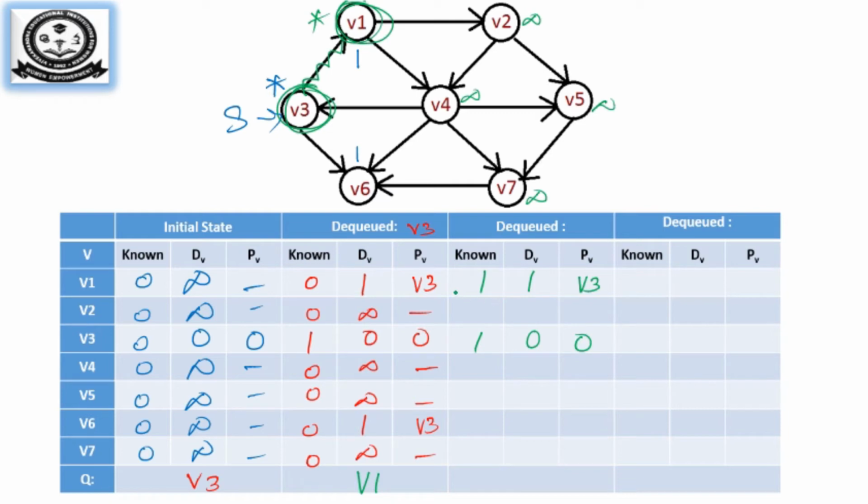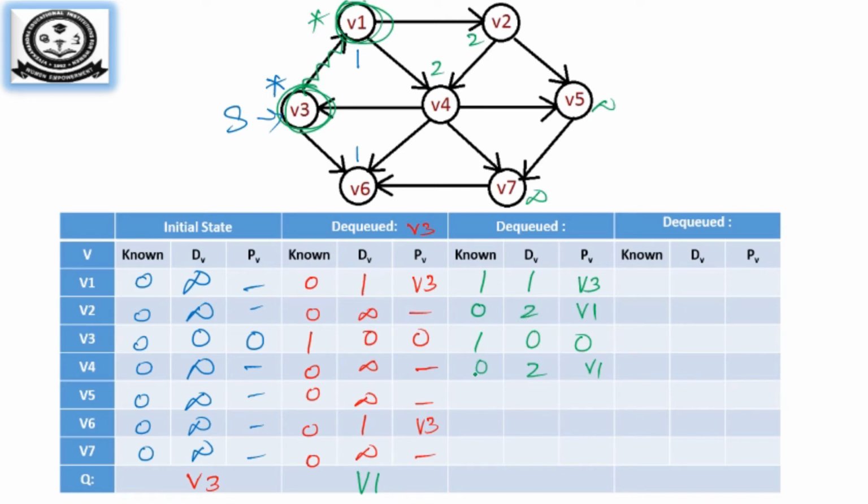Now from V1, where can I go? From V1, I can go to V2. For coming to V1, I have length 1. So when I go to V2, it is 1 plus 1, it will be 2. Similarly, V4 will also be updated. From V1 I can go to V4, so its distance is also 2. So now let us update the distance of V2 from V1 and V4 from V1. How do we update here? You can see whichever is minimum gets updated. Here it is infinite, so 2 is minimum compared to infinite, so it is getting updated.